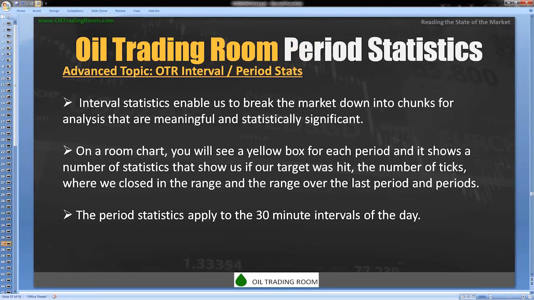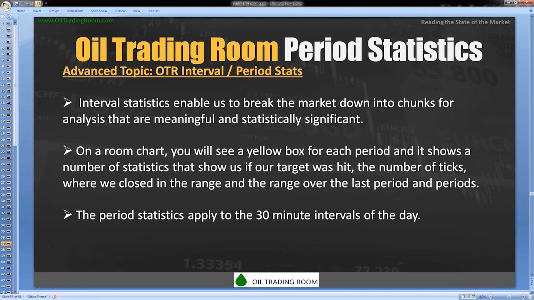Okay, interval statistics, or period stats. Interval statistics enable us to break the market down into chunks for analysis that are meaningful and statistically significant. On a room chart, you'll see a yellow box. You might have seen them on some of the prior screenshots. For each period, it shows a number of statistics: if our target was hit, the number of ticks, where we closed in the range, and the range over the last period and periods.